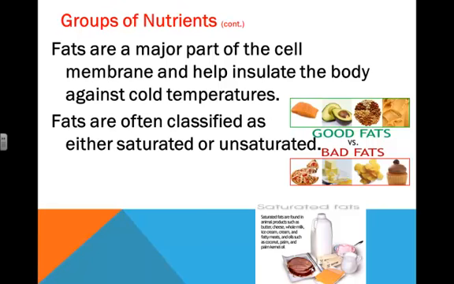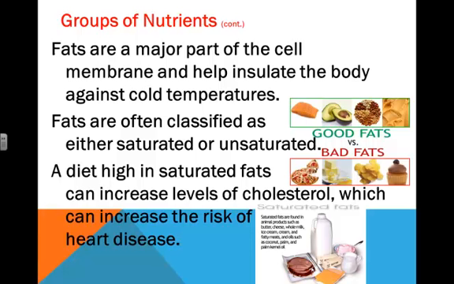Fats are classified as saturated or unsaturated. So there's good fats and bad fats. Do you know which is which? The saturated are the ones that are the bad fats, and the unsaturated are the good fats.